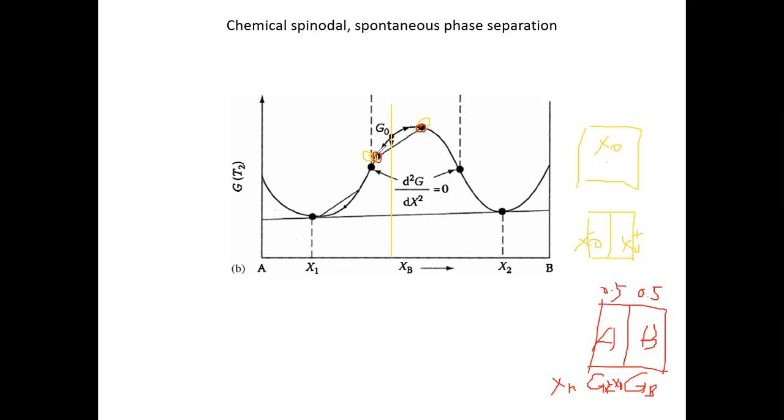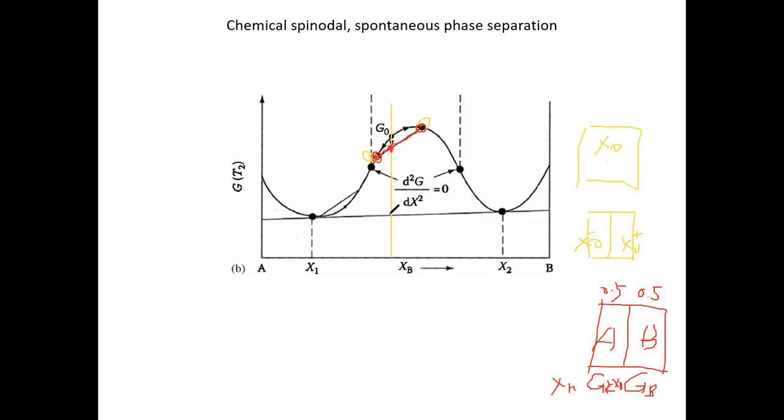This is your free energy for X naught minus. This is free energy for X naught plus. You literally have a line connecting these two, and then this intersection gives you the free energy for this phase separating, quotation mark, small system. Does that make sense to everyone?